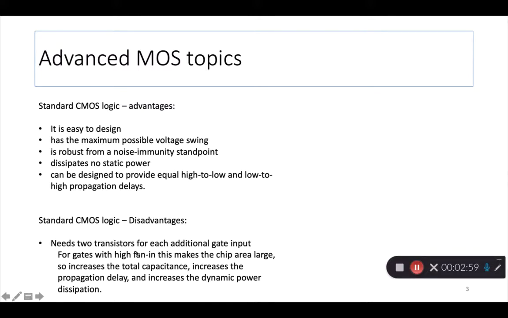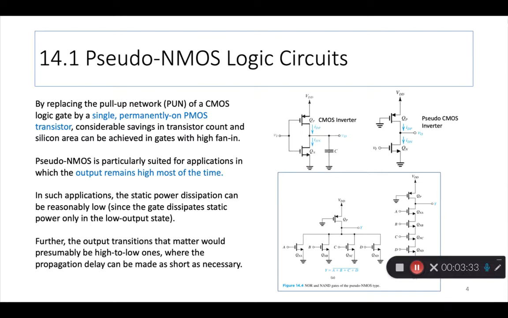Now the disadvantages of standard CMOS is that it needs 2 transistors for each additional gate input. For gates with high fan-in, this makes the chip area very large. It increases the total capacitance, increases the propagation delay, and the dynamic power dissipation. While there's no static power dissipation, the dynamic power dissipation, which happens when you're switching, can also be pretty large. So these are some of the issues with CMOS logic.